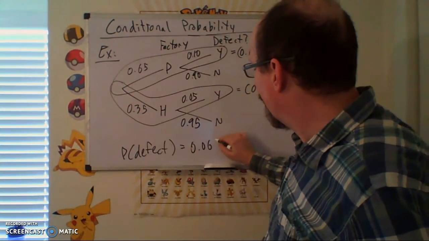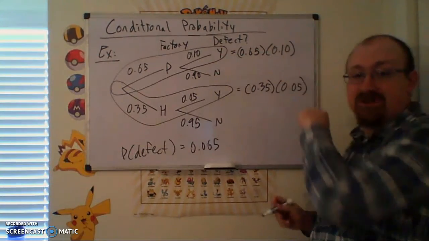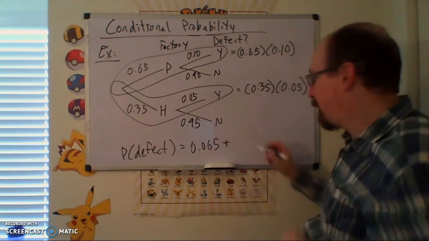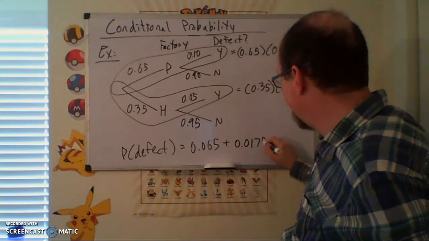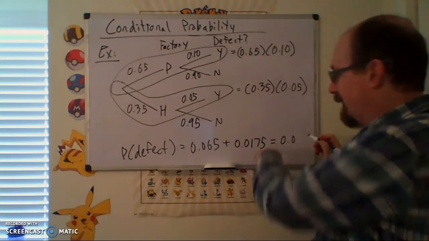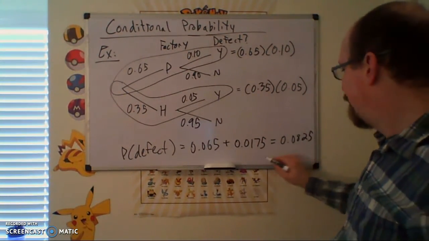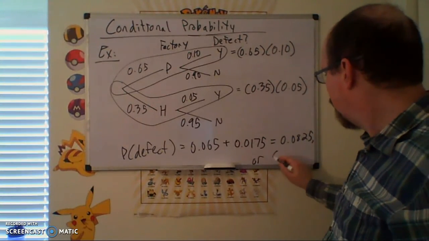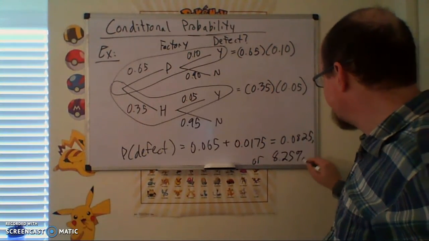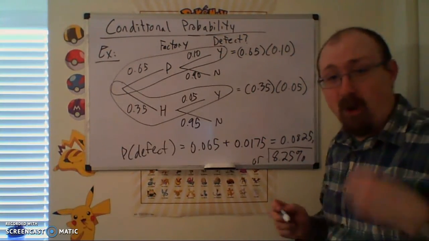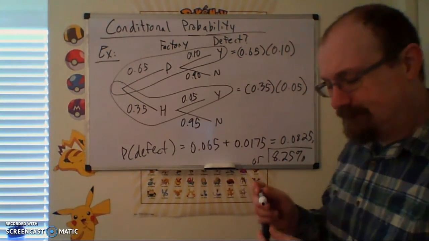If I multiply these two together, I should get 0.065. This one, if I work out that product, I should get 0.0175. Then when I add, I get 0.0825. Or if you want it as a percentage, which your bosses probably would, your defect rate overall looks like 8.25%.